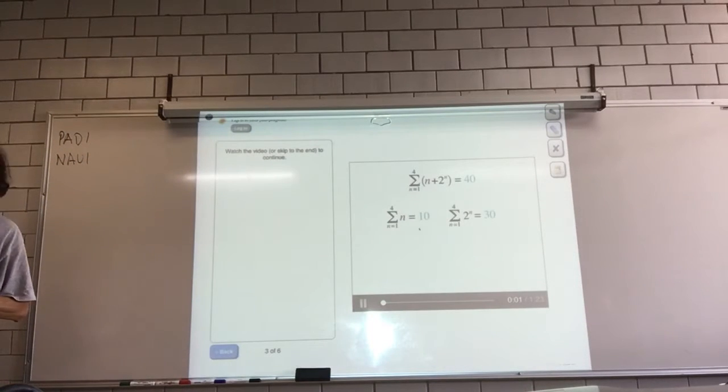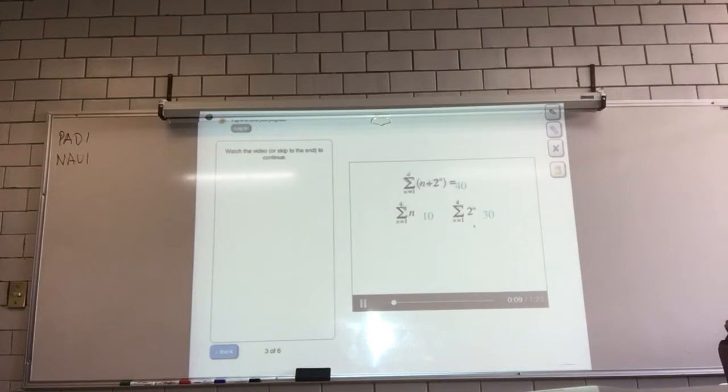Yes, the sum of the n terms is 10, and the sum of the 2 to the n terms is 30. Notice that 10 plus 30 equals the 40 up here. So it turns out that the sum of the series of n plus 2 to the n equals the sum of the series of just the n plus the sum of the series of just the 2 to the n. Now let's see why that is.